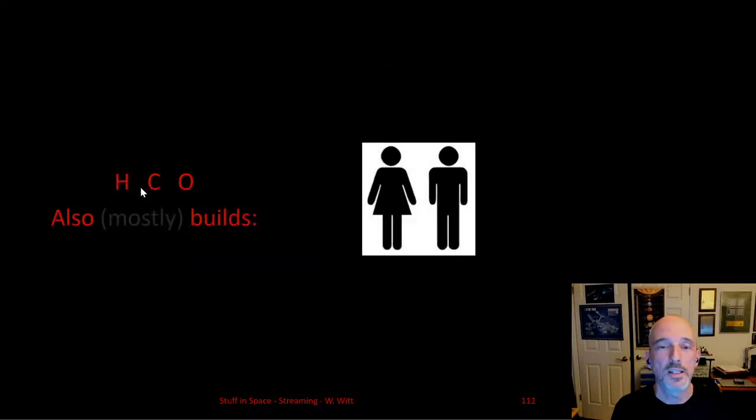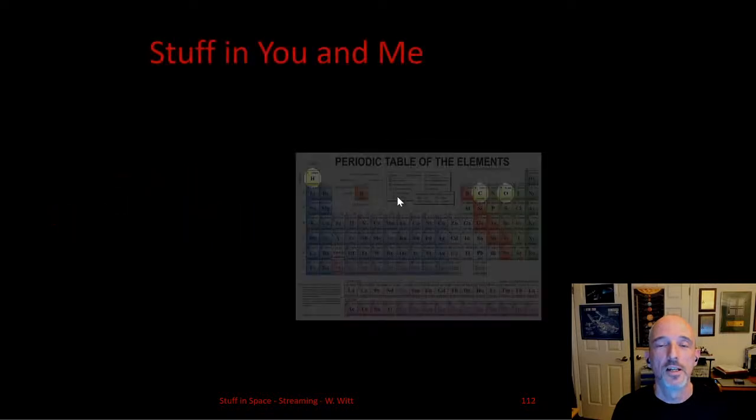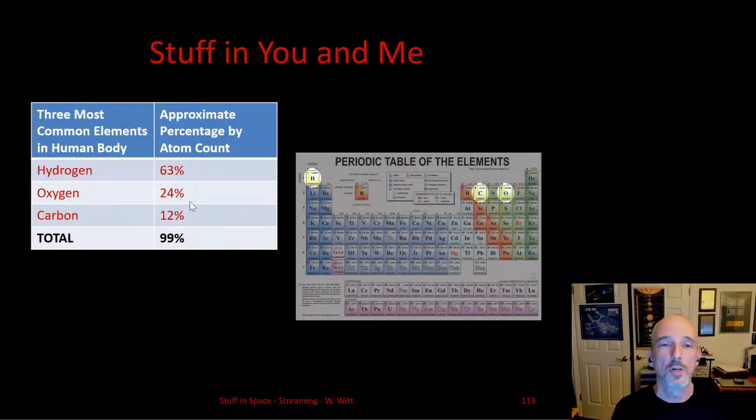But now if we put the carbon back in the mix, and ask what we can build out of HCO, it turns out we can build us almost entirely. The stuff in you and me is almost entirely these three things. If I were to take any one of you apart, building block by building block, atom by atom, and make three piles, a hydrogen pile, an oxygen pile, and a carbon pile, those piles would be pretty big, because that's almost all that you're made of.